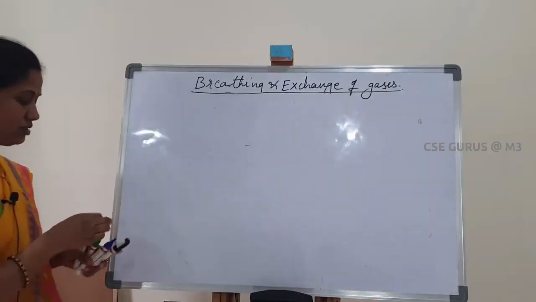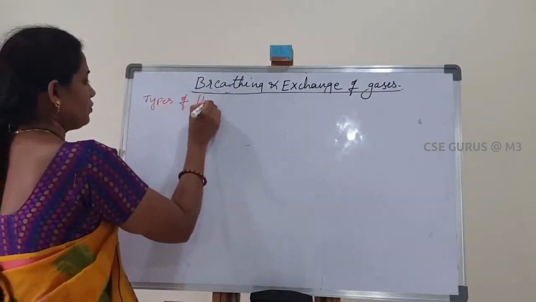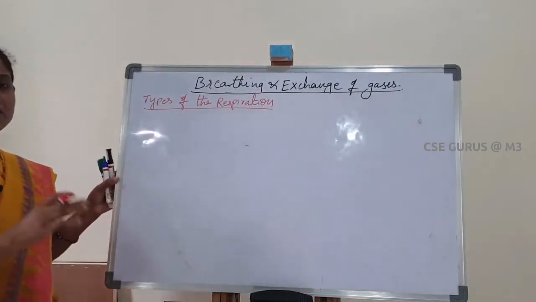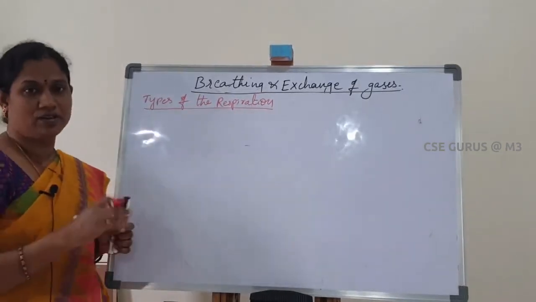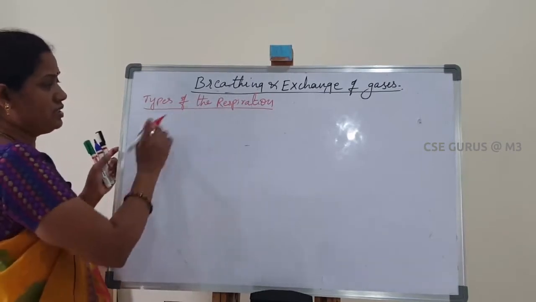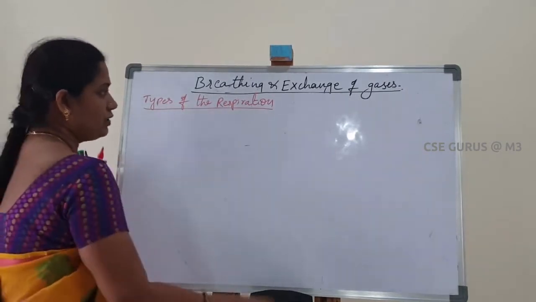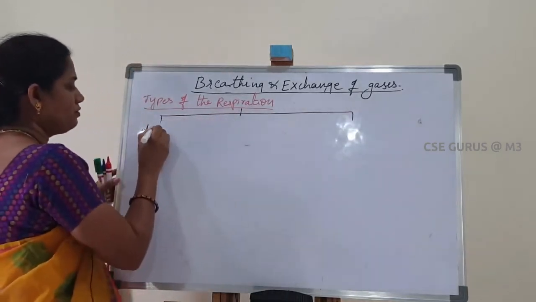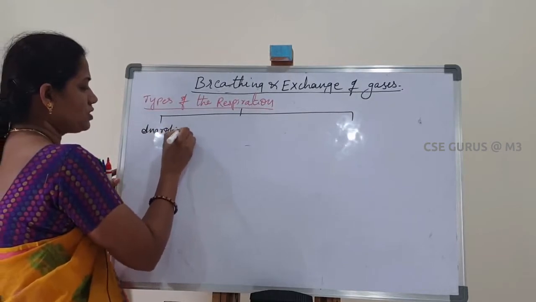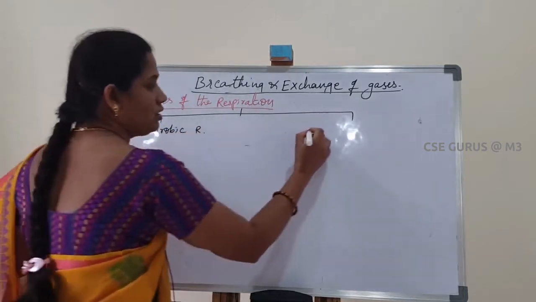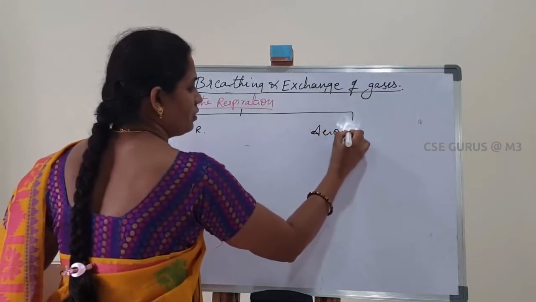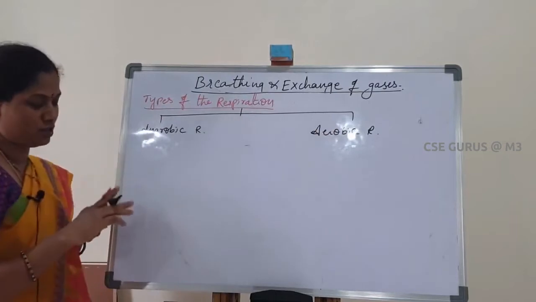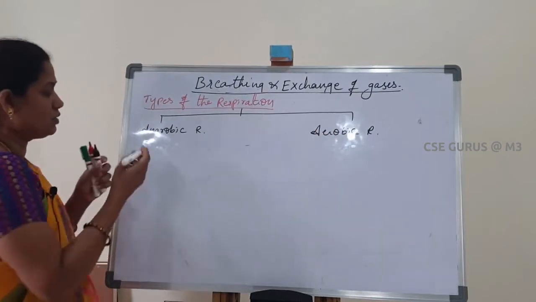Next, types of respiration. Respiration means oxidation. Oxidation of food materials is called the respiration process. These respirations are mainly classified into two types: anaerobic respiration and aerobic respiration.